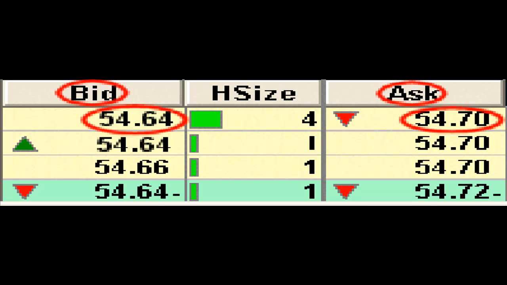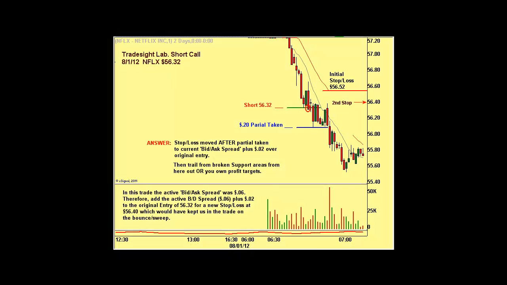Here's a snapshot of my market depth window. Here you can see the difference between the bid-ask spread on this stock was 6 cents. Here's a revised chart illustrating the bid-ask formula guideline.